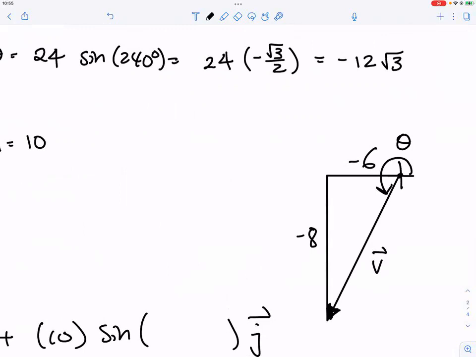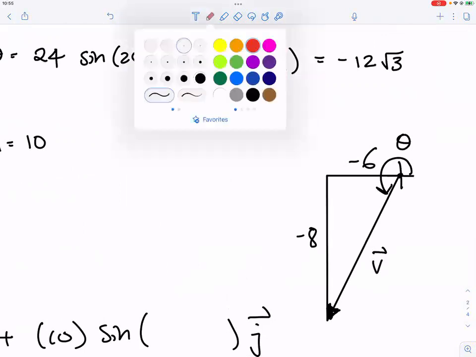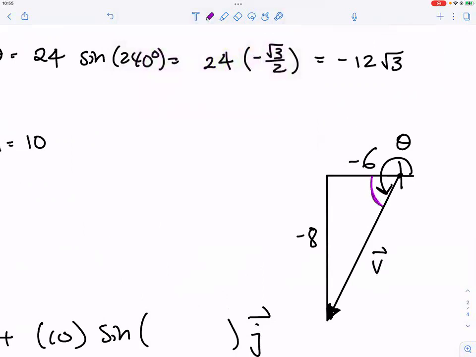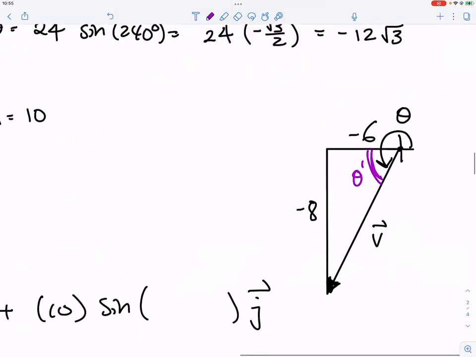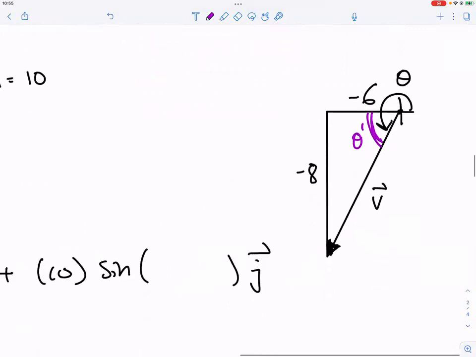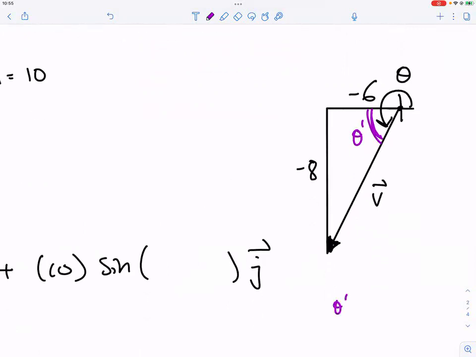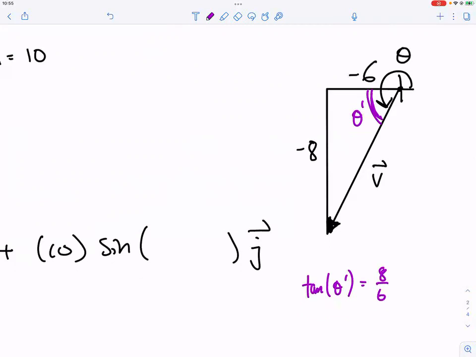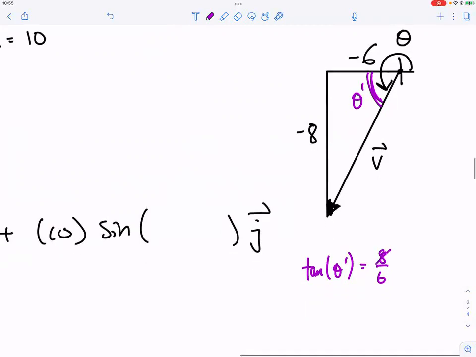But with a triangle, we can go ahead and find out this angle first, and let's call it theta prime. Okay, so let's go ahead and do the theta prime. We can say tangent of theta prime is equal to 8/6. We just want an angle. Tangent theta prime, it's 8/6, opposite over adjacent, which is 4/3.